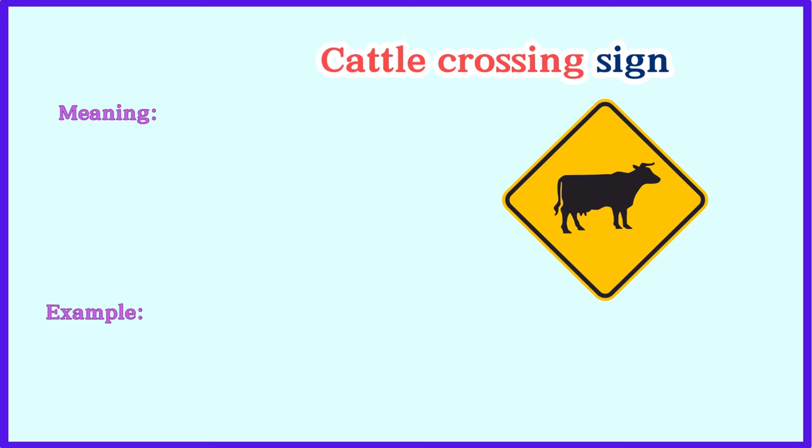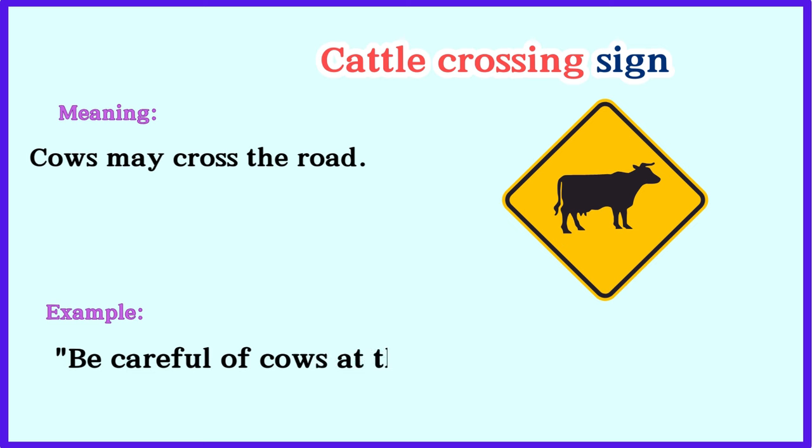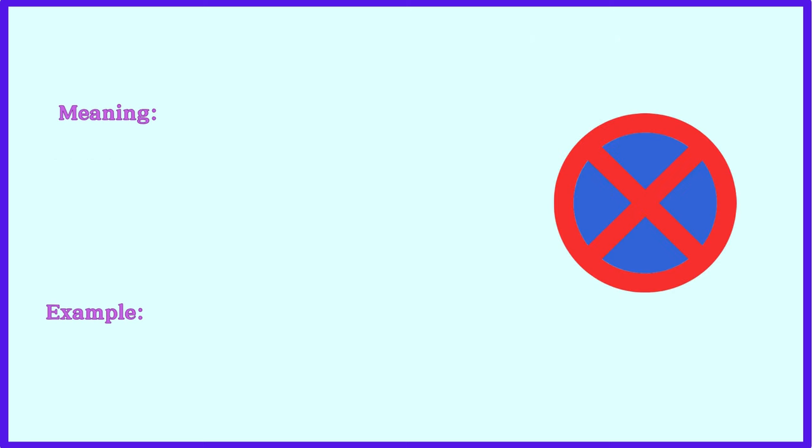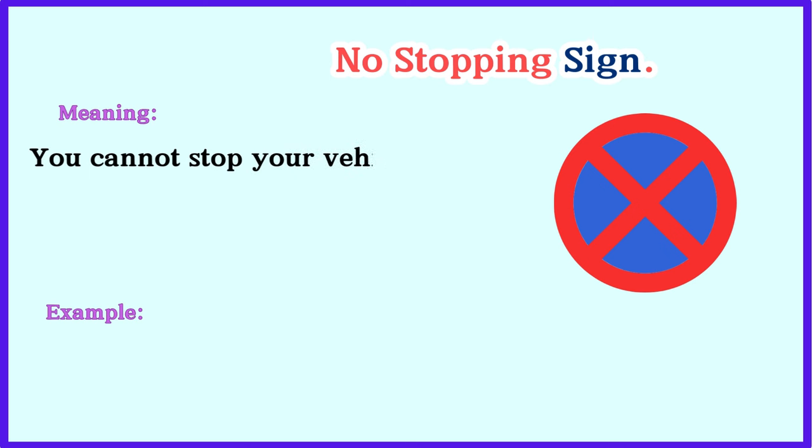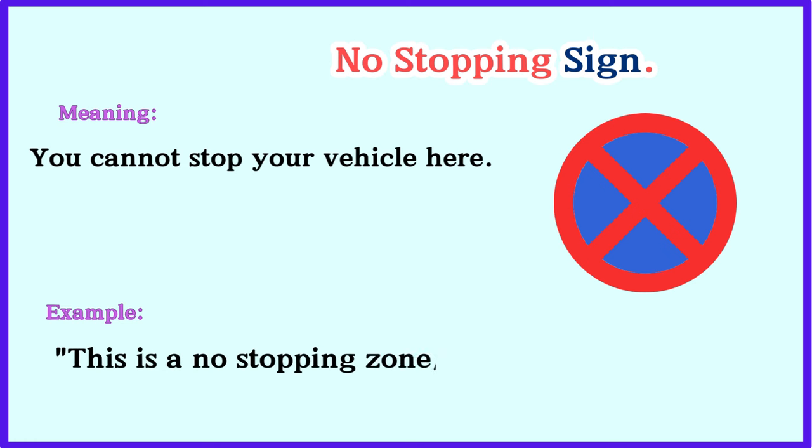Cattle crossing sign. Meaning, cows may cross the road. Example, be careful of cows at the cattle crossing. No stopping sign. Meaning, you cannot stop your vehicle here. Example, this is a no stopping zone, keep moving.